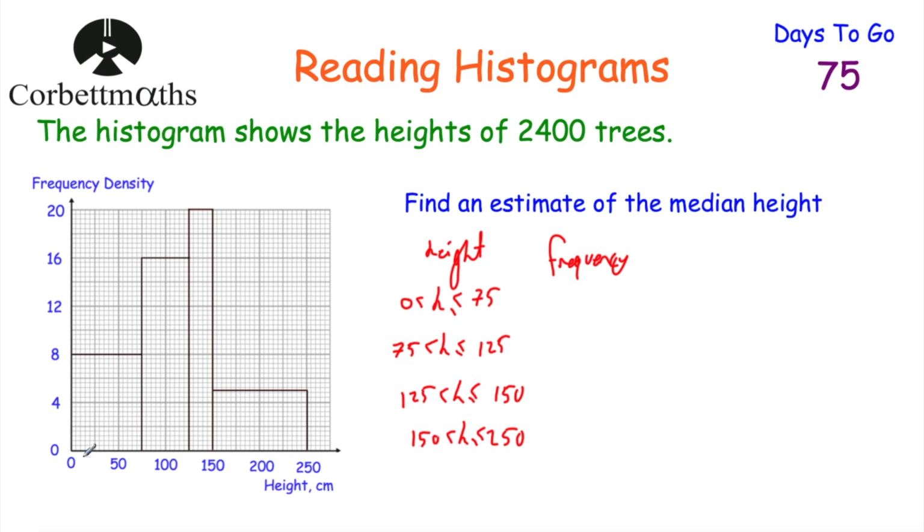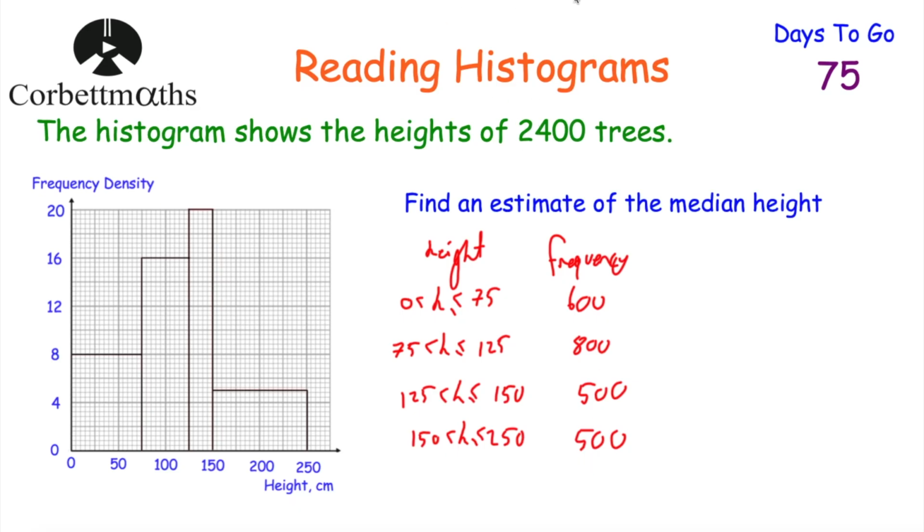In terms of our frequencies, we're going to do 75 times 8, so that's equal to 600. We're going to do 50, the class width, multiplied by 16, so 50 times 16 is equal to 800. We're going to do 25 times 20, which is equal to 500. And then finally 100 multiplied by, well, what's the frequency density here? We've got 4, we've got 6, that's 5. So it's 100 times 5, that's 500. Let's just check this. If we do 600 plus 800 plus 500 plus 500, that's equal to 2,400 altogether.